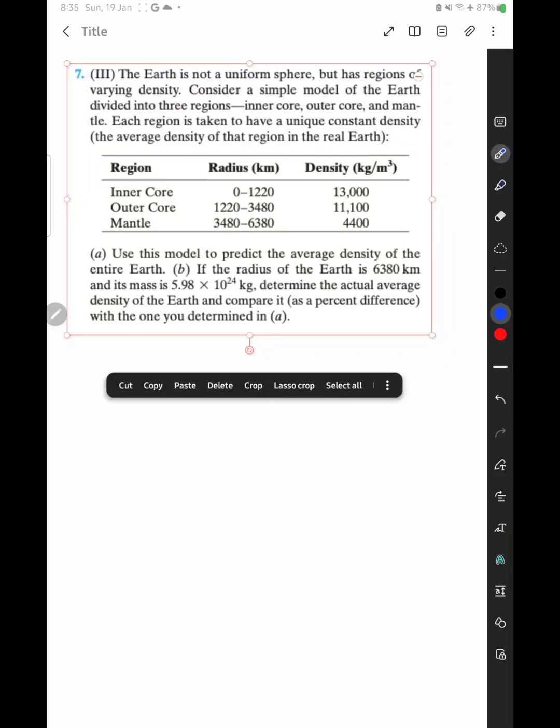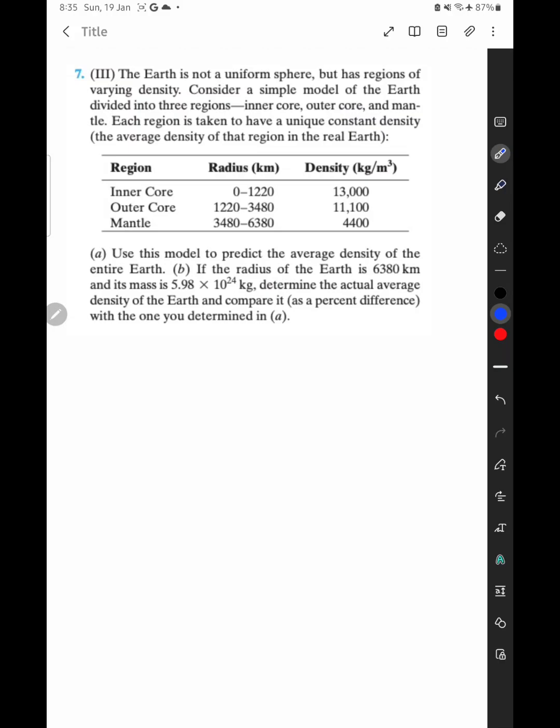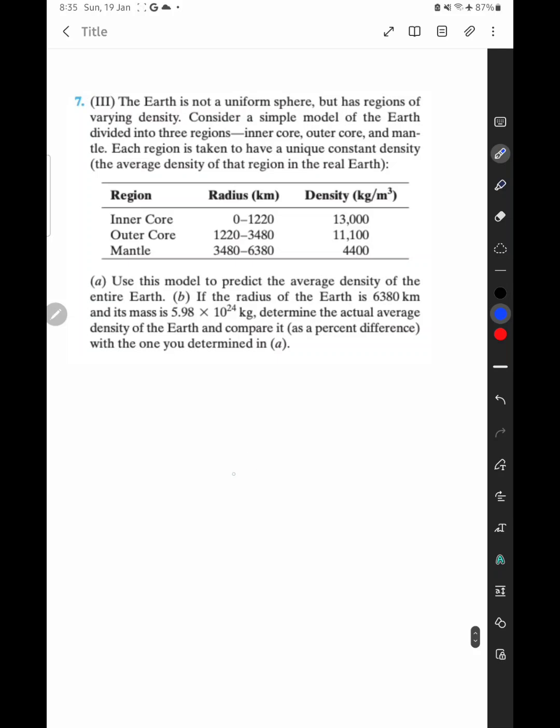This one is a bit more difficult. You just have to think about what the question is asking you. Alright? The Earth is not a uniform sphere, but has regions of varying density. So it says 3 regions. So let's draw all those regions. Alright? And I'll try to make this as nice as possible.